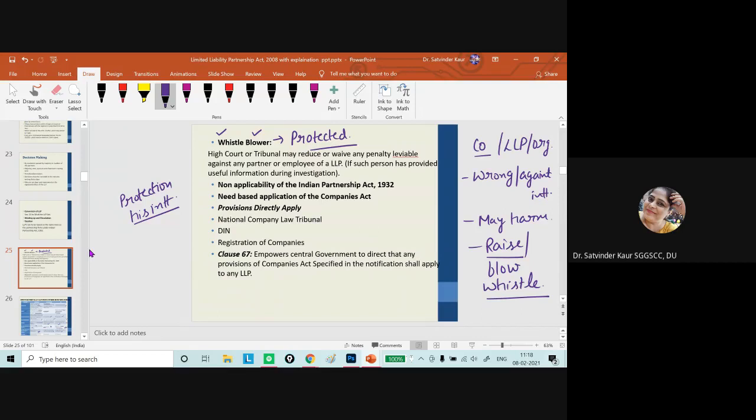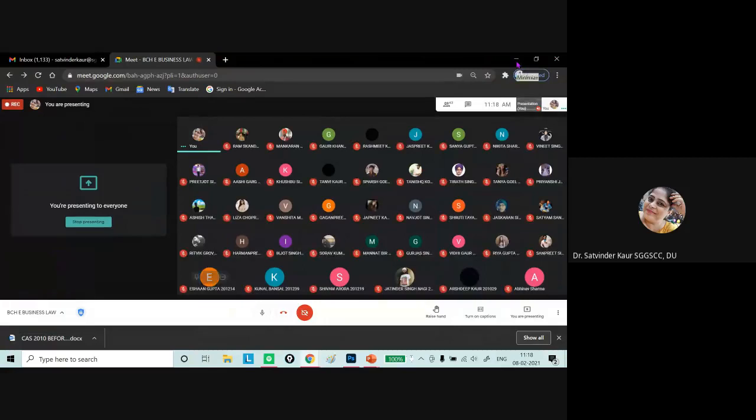So in this case, the High Court or tribunal may reduce or waive any penalty which is leviable against any partner or employee of the LLP if such person has provided useful information during investigation. So this is the concept known as the whistleblower provision. Yes, right? Yes, thank you, ma'am. Any other point?